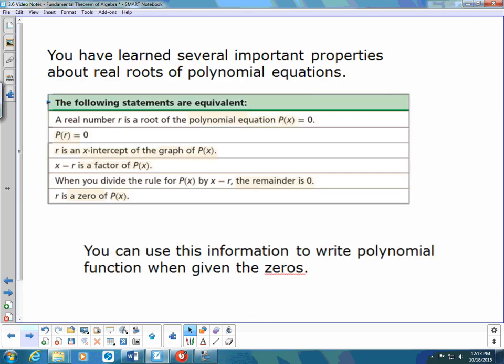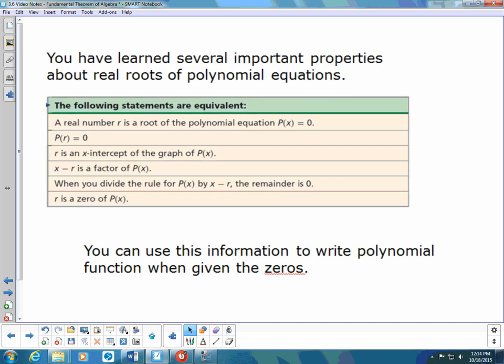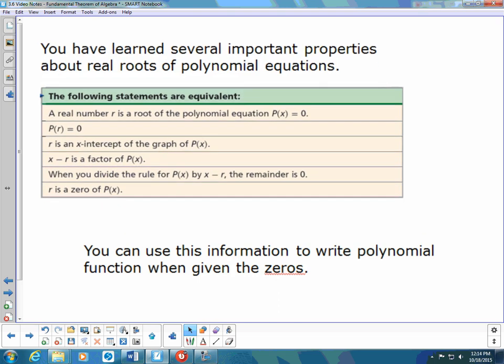So far we've learned about several important properties about real roots of polynomial equations, and they all relate to the same thing, but they're just presented in different ways. So let's do an example to talk about what this would look like. Let's say we had a function f of x is equal to x squared minus 9.